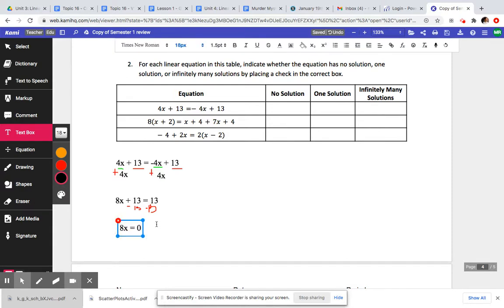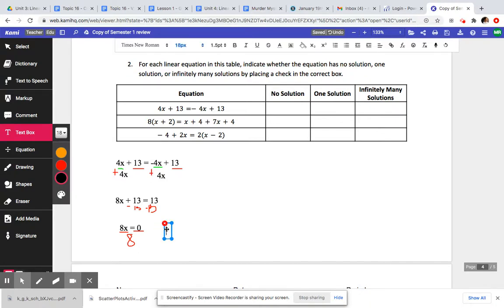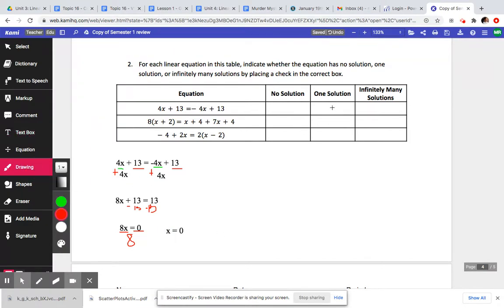Now a lot of you stop there and say, oh, it's no solution because you can't have something equal 0. Well, let's finish and see if we can get x. Divide everything by 8, isolate that variable, and 0 divided by 8 means x is 0. Well, can x be 0? Is 0 a number? Yes, 0 is a number. So that's just going to give us one solution because x equals one number. It only has one answer. X is 0.